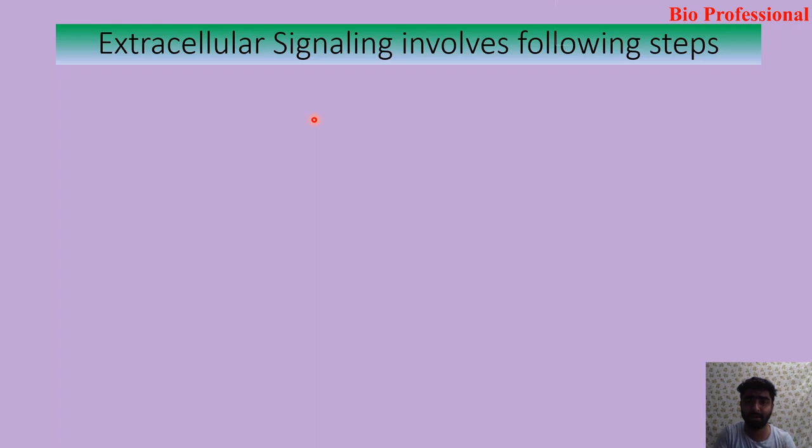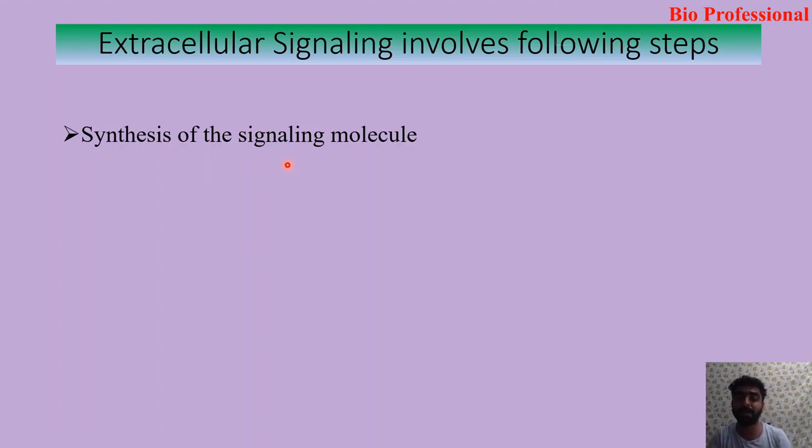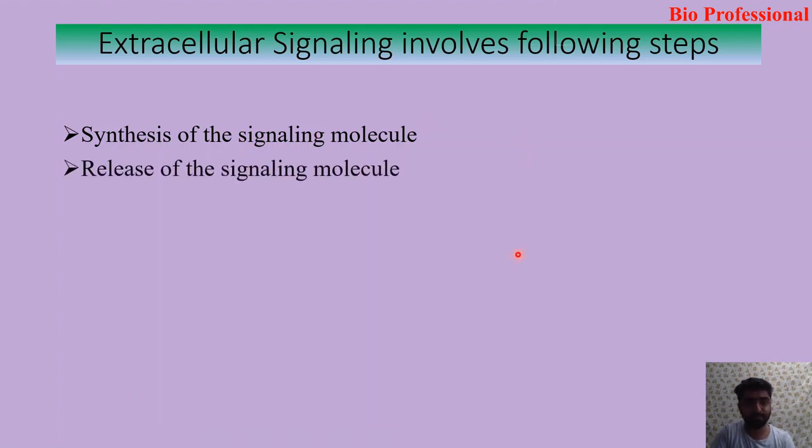Extracellular signaling involves the following steps. The very first step is synthesis of the signaling molecule. So there must be some signaling molecule. You can relate the term signaling molecule to a messenger, because a messenger will go and give the message to another person. This signaling molecule will have some information and will pass it on to another cell.